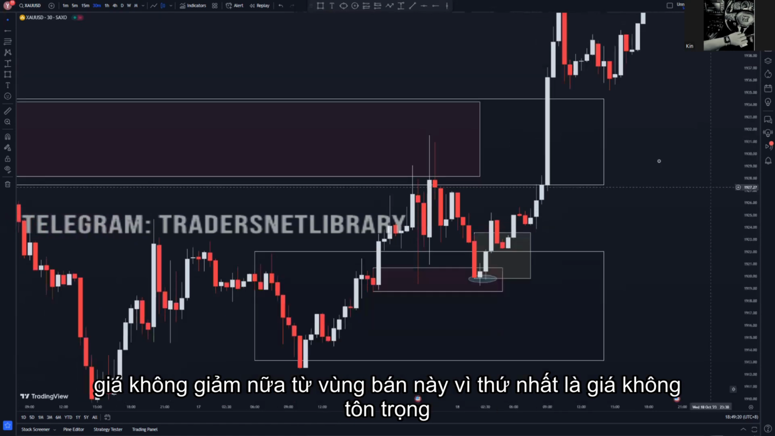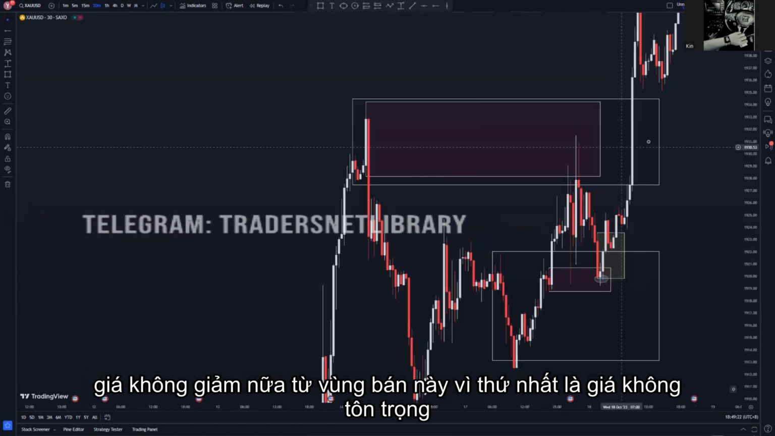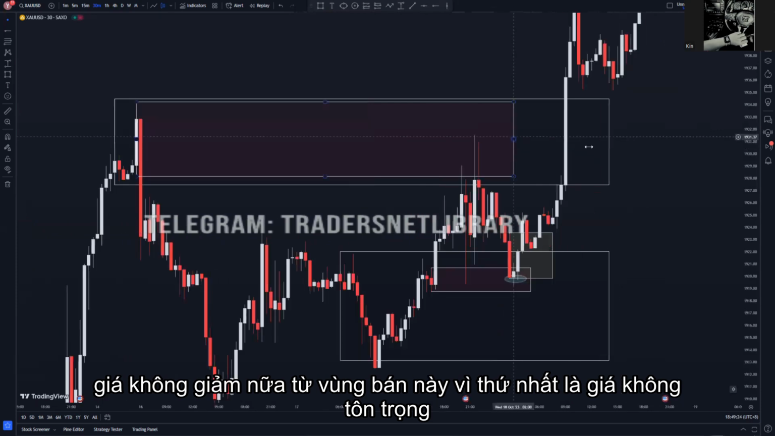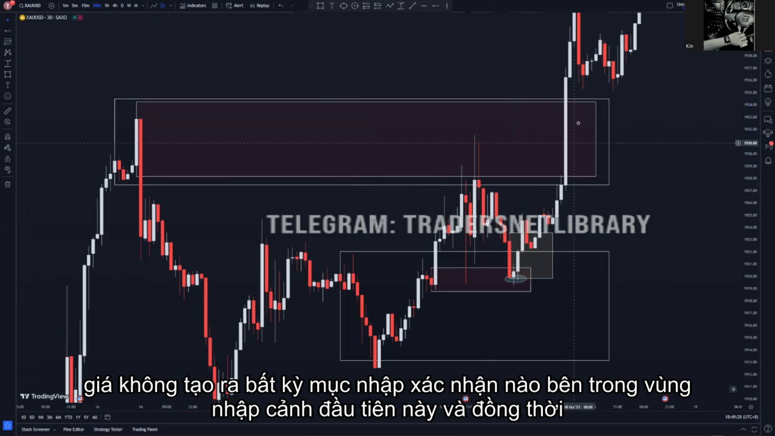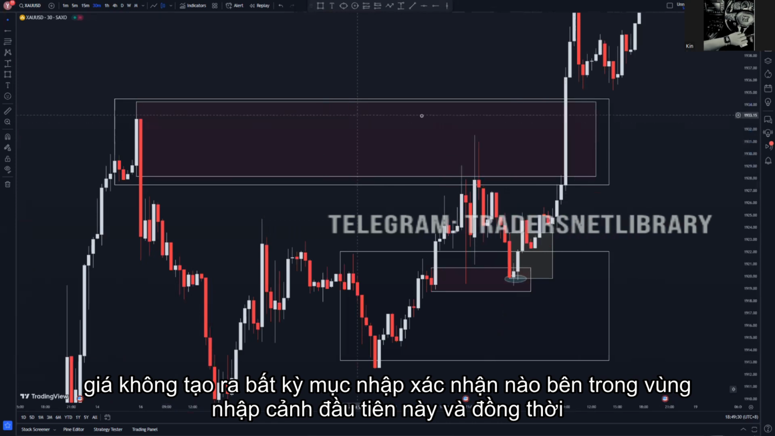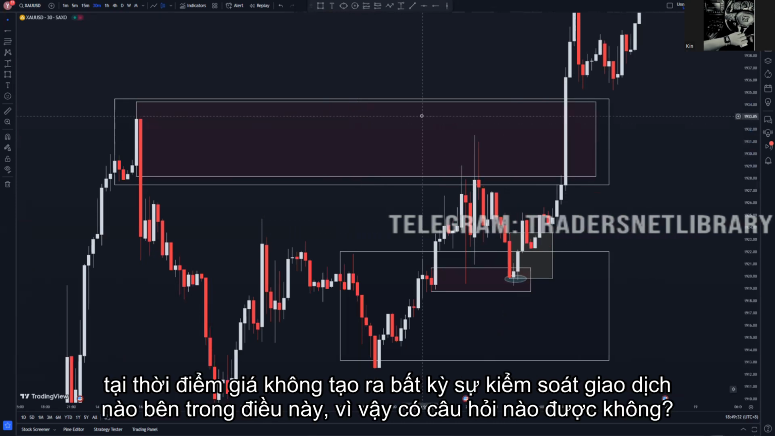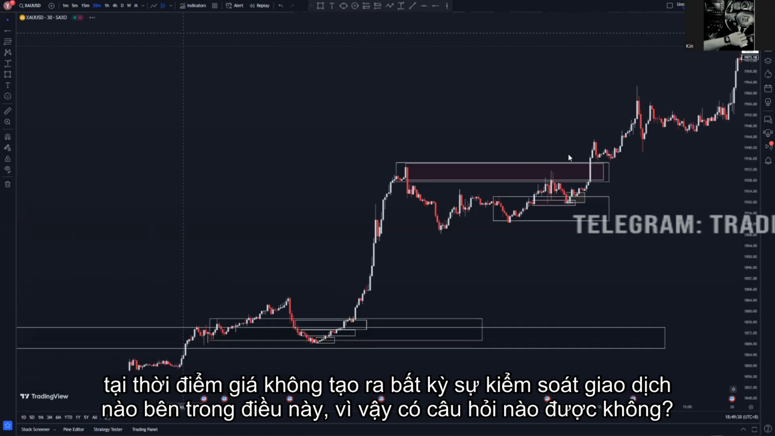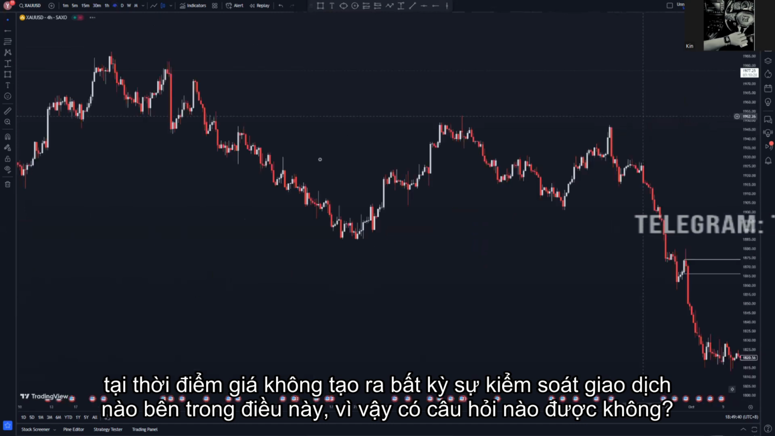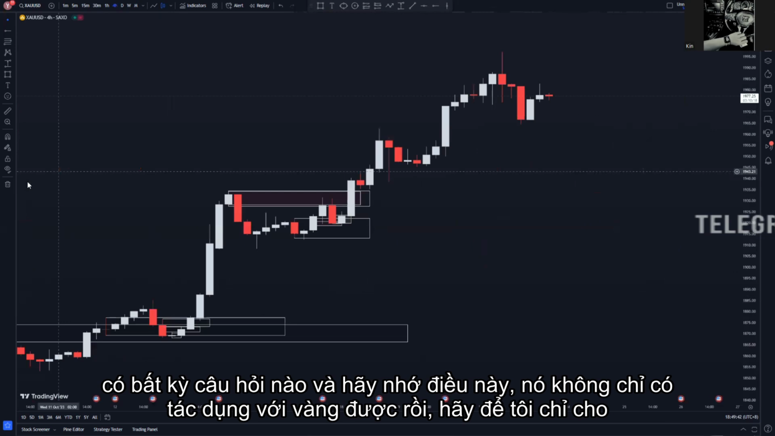And why didn't the price go down again from this sell zone? Because number one, the price didn't create any confirmation entry inside of this first entry zone. And at the same time, the price doesn't create any trade control inside of this zone. Is there any question?